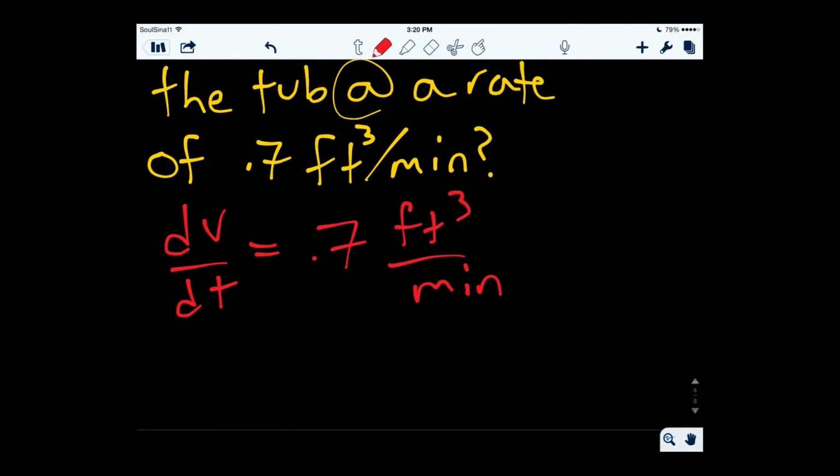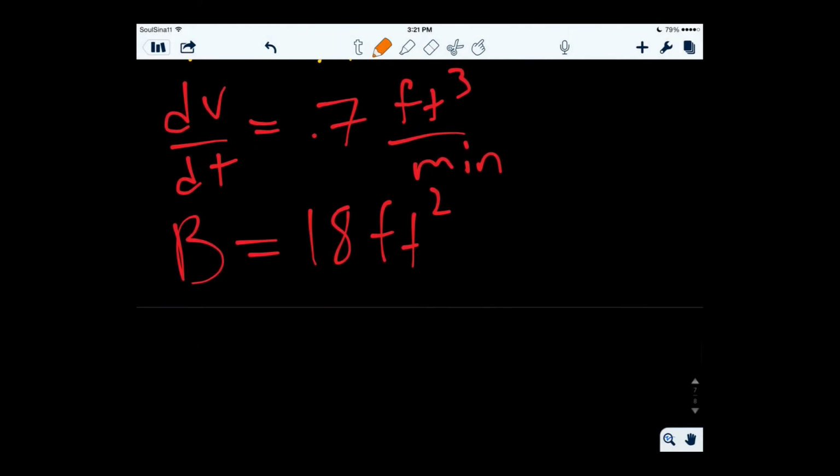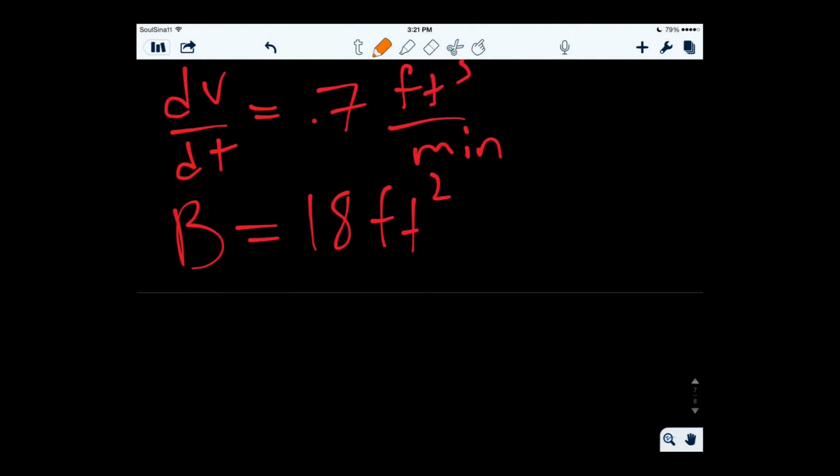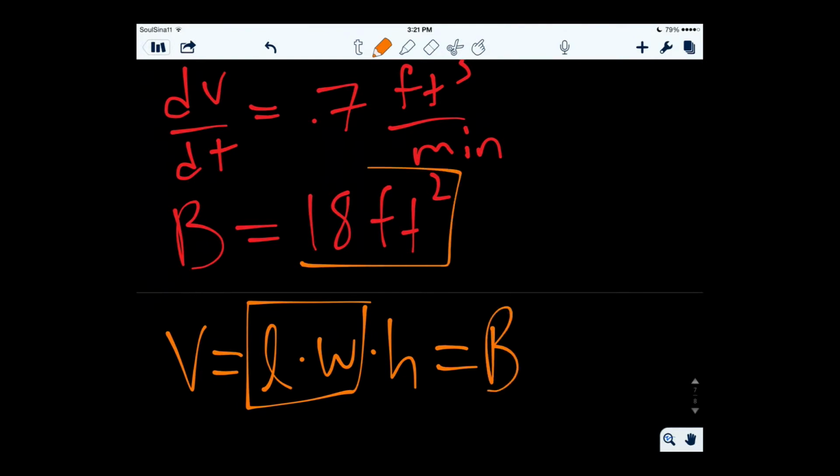And we know the area of the base, which we will show as capital B, is 18 feet squared. If we were to show a static equation for the volume of a rectangular prism, we would say length times width times height. But because we're already given the area of the base, we know that length times width is simply big B, or 18 feet squared. So these are the same, and we'll just have our times height.